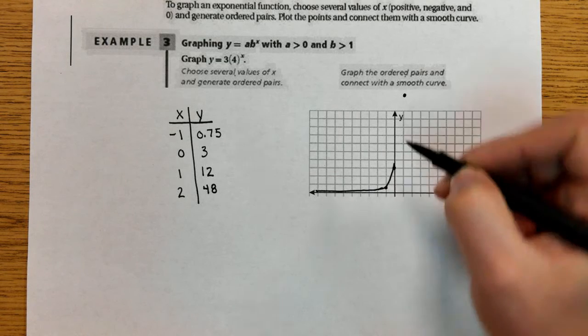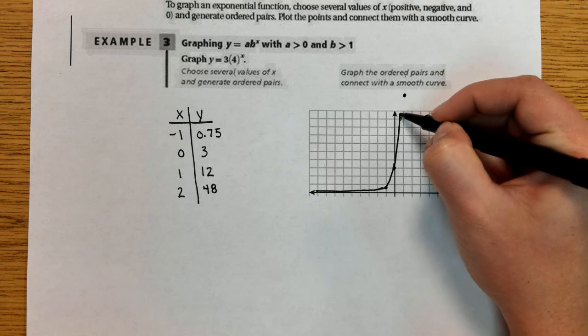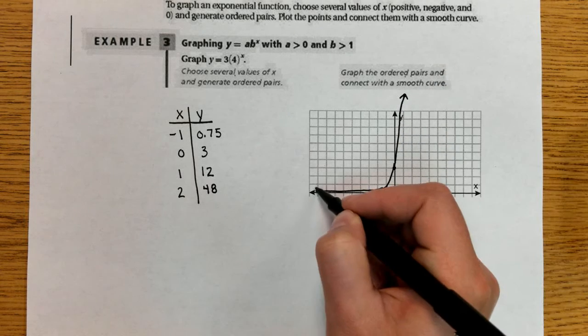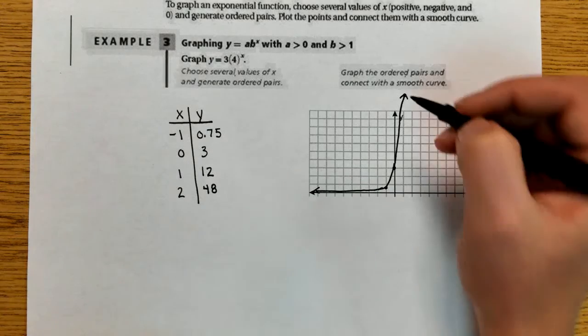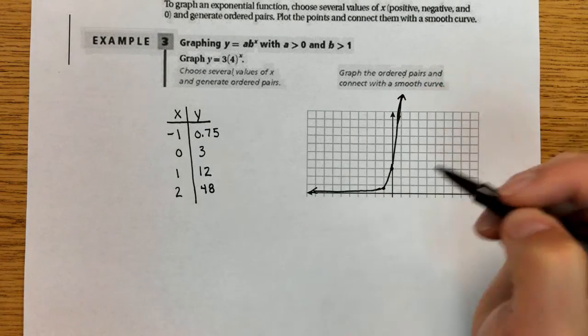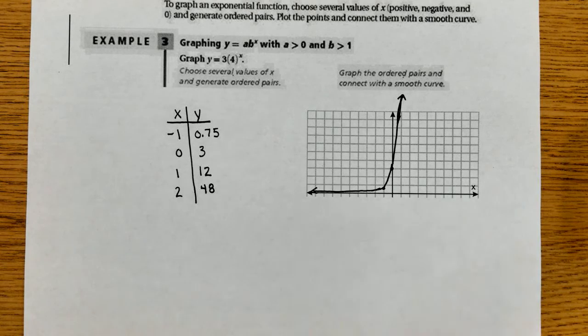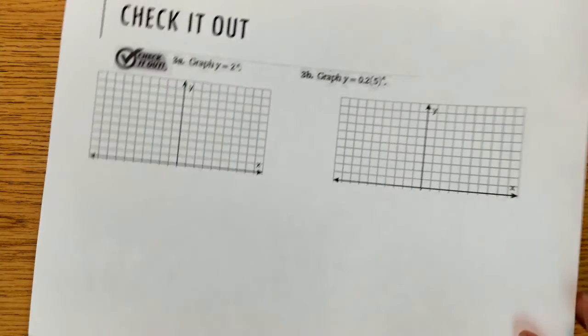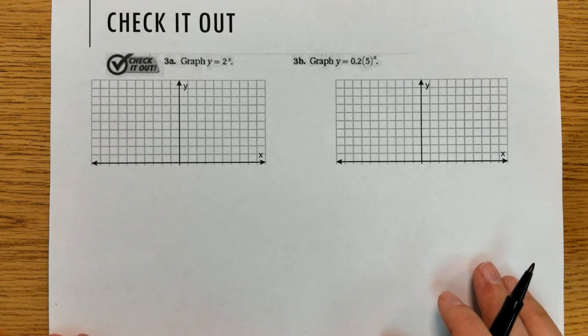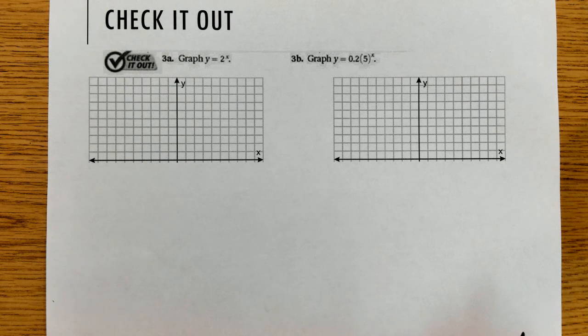So I'm going to try my best to sketch this. They're not going to be perfect when you sketch them either. So just try your best to kind of connect your curve. So it'll look something like that. So that is example 3. So there are 2 for you to try. So you're going to go ahead and substitute in some x values and then go ahead and graph. Remember, pick some positive, negative, and 0.